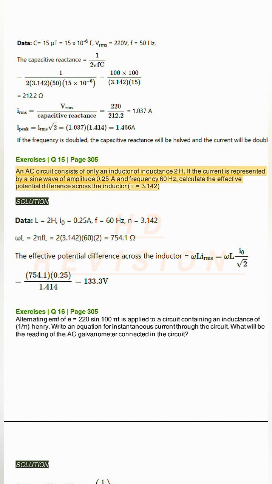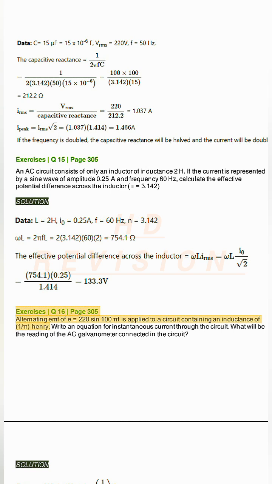Exercises Q15, page 305. An AC circuit consists of only an inductor of inductance 2 H. If the current is represented by a sine wave of amplitude 0.25 A and frequency 60 Hz, calculate the effective potential difference across the inductor. pi equals 3.142. Solution.